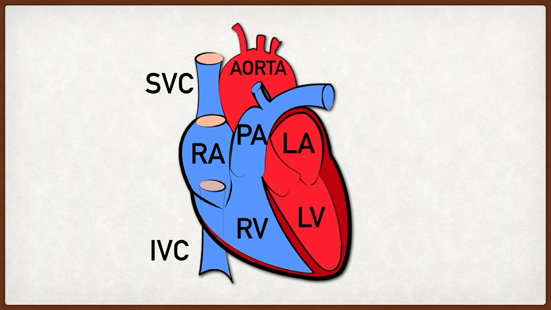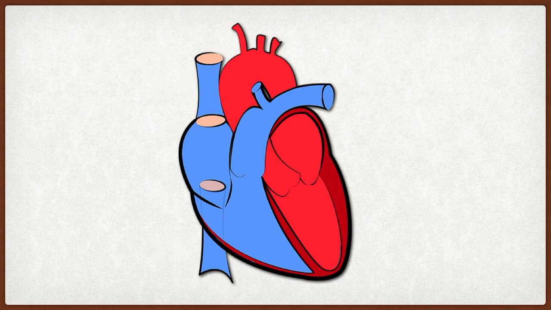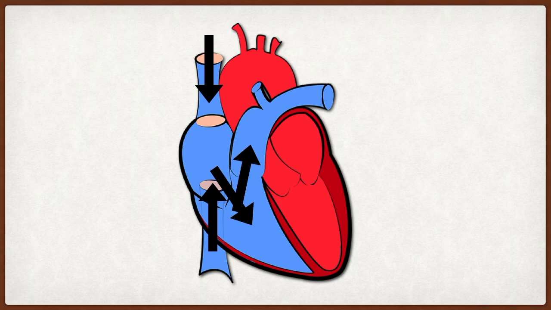Now let's talk about the blood flow through the heart. Venous blood from the rest of the body will use the superior vena cava and inferior vena cava to deliver the venous blood back to the heart, specifically the right atrium. Blood will then flow from the right atrium to the right ventricle. Blood will then flow from the right ventricle through the pulmonary artery and enter the pulmonary vasculature.